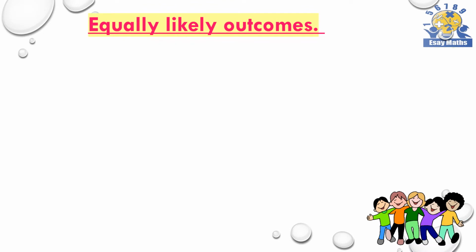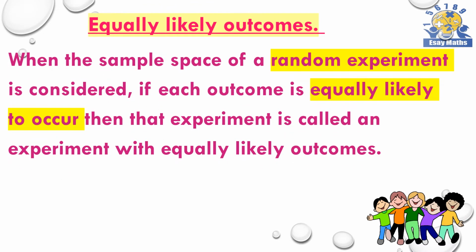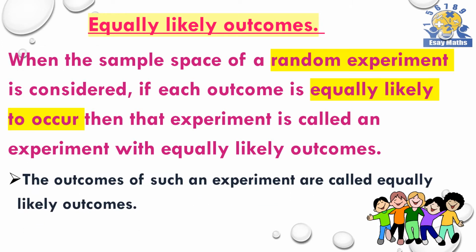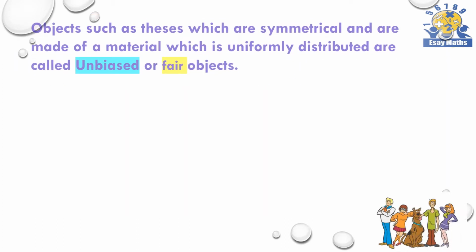Equally likely outcomes. When the sample space of a random experiment is considered, if each outcome is equally likely to occur, then that experiment is called an experiment with equally likely outcomes. The outcomes of such an experiment are called equally likely outcomes.